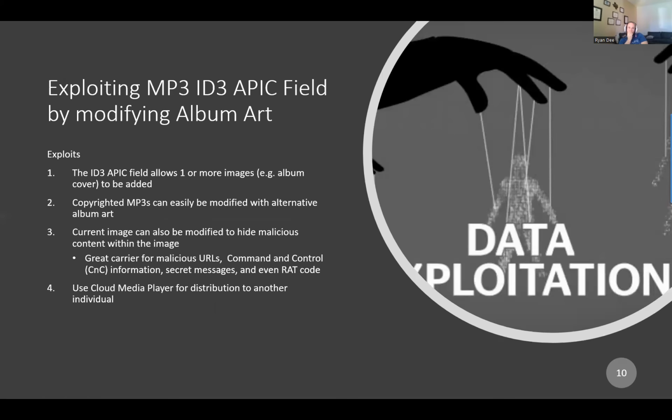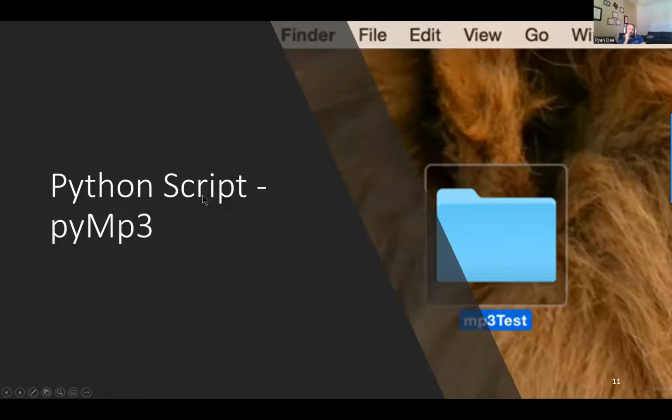So a specific exploit, like I just described: I could take the ID3 APIC field that allows one or more images to be included in the ID3 header of any MP3 file. I can then take a current image or a modified image and hide malicious content in that image. I could create carriers for malicious URLs, command and control, and even RAT code within that particular image, and then use cloud players for distribution. And that's exactly what Mike and I did during the talk at DEF CON a couple of years ago.